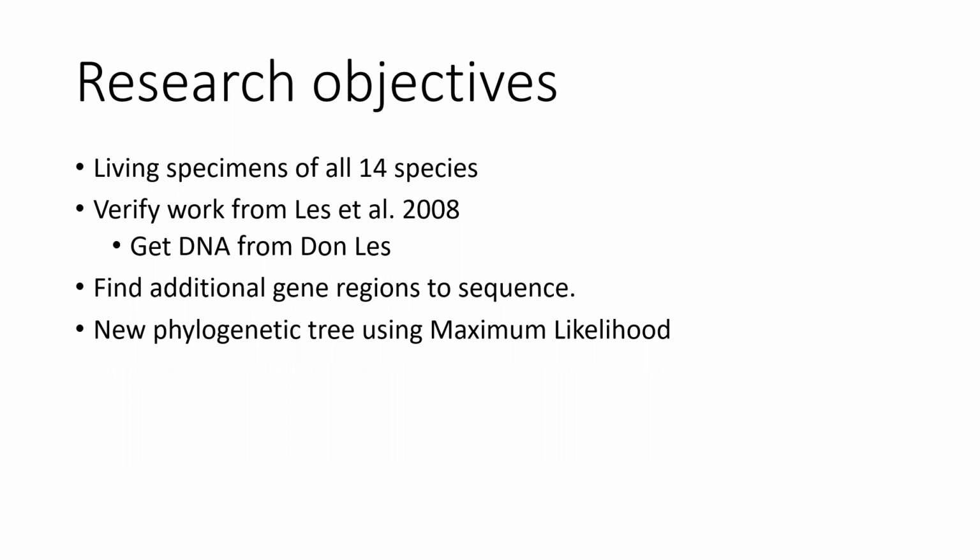So with that in mind, my master's project was developed with the help of Mark Mort, Lena Heilman, and John Kelly. And I was able to come up with some research objectives for this project. I wanted to get all 14 valid species sent here to Kansas, verify the work from Les et al. 2008, ask Don to be on my committee to help with the project, and possibly get the DNA that he had stored at the University of Connecticut. And I wanted to look into finding some additional gene regions to sequence, and then produce a new phylogeny using maximum likelihood.